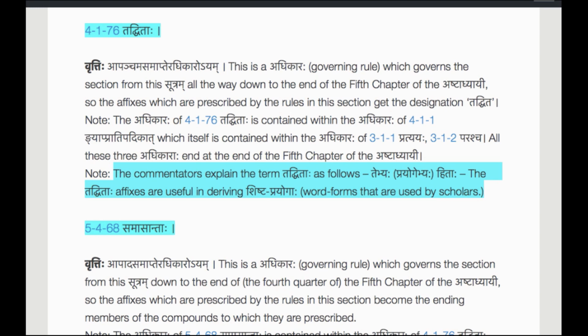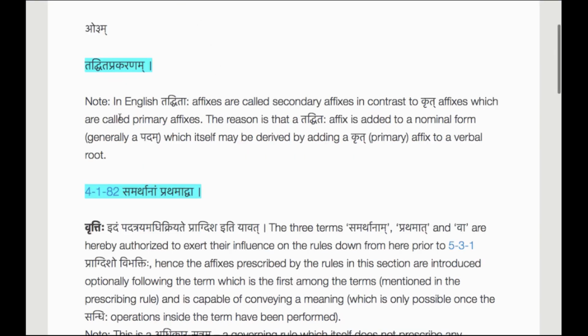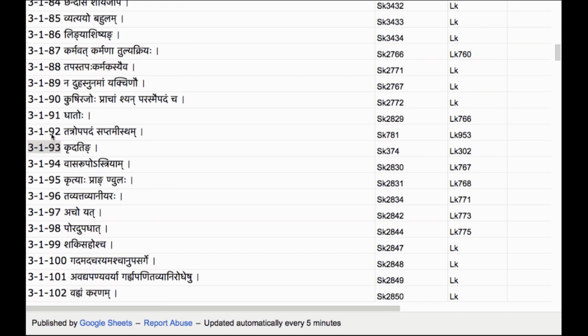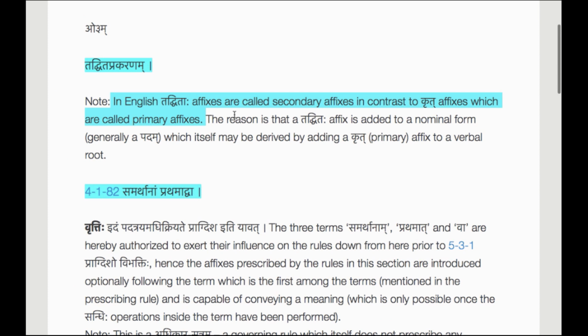Why do we say secondary affixes? Because the building blocks of this language, as we know, are the verbal roots, the 2000 or so verbal roots called Dhatavaha. And from there we build the word forms in the language. So as a first step, when we want to form a Pratipadikam, we take a Krit affix, which of course we know occur in the Adhikara of Dhatoh. It starts from 3193 and runs through the 3rd chapter of the Ashtadhyayi. We have studied the Adhikara in great detail already. So we take one of these Krit affixes, add it to a verbal root, and make a Pratipadikam.